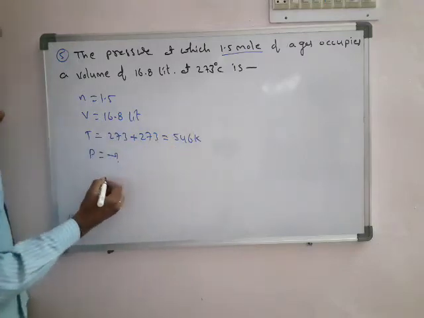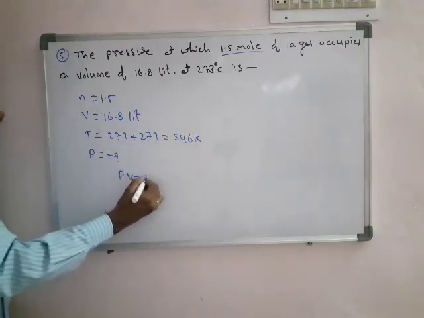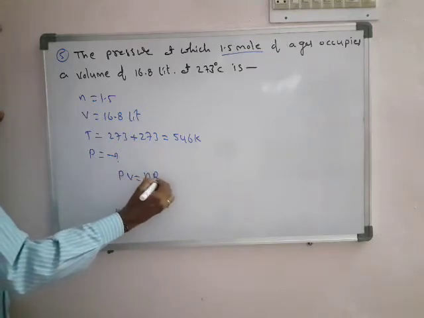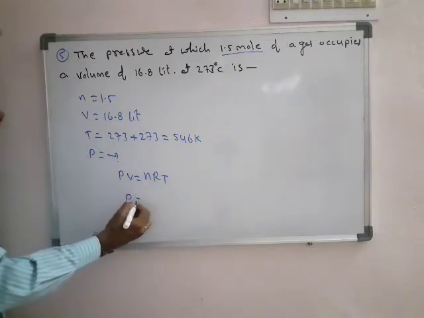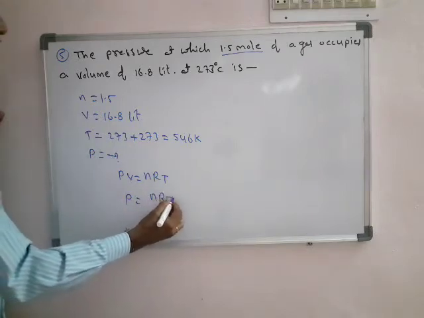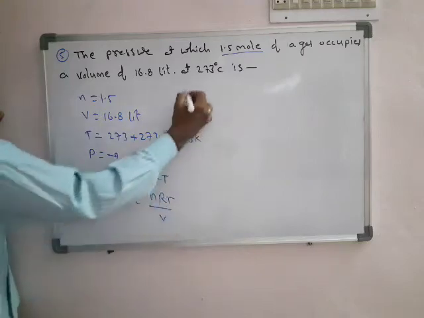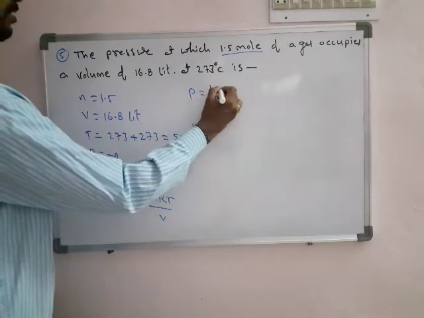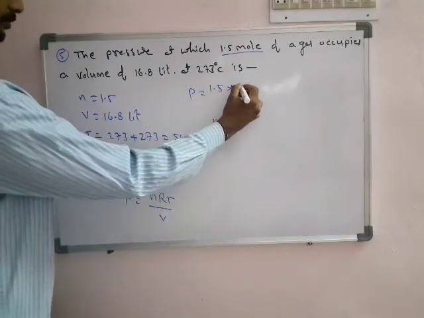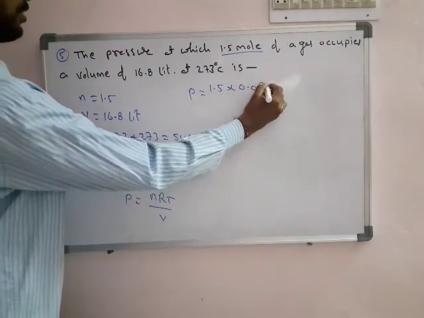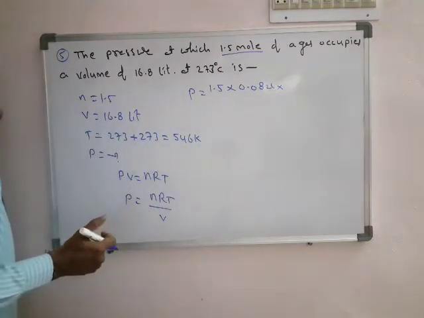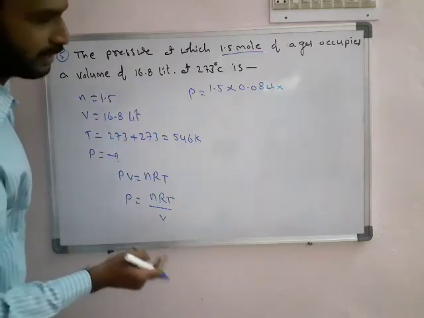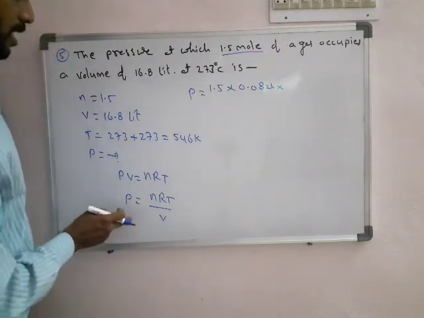Okay, so now we need to find the pressure. So again, what will be the relation? PV is equal to nRT. We need to find out the pressure. P is equal to nRT by V. So n, how many moles? 1.5. R is 0.0821. So here the volume is given in terms of liters, so now we can take 0.0821, and you will get it in atmosphere.